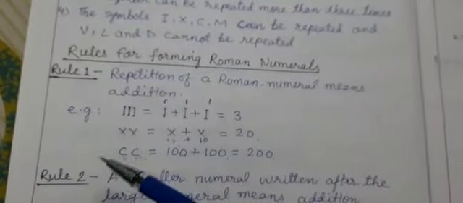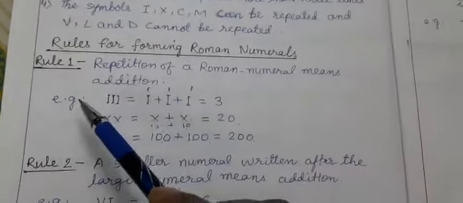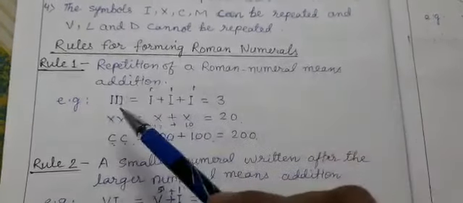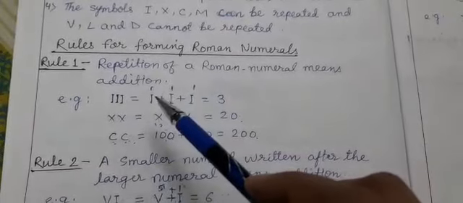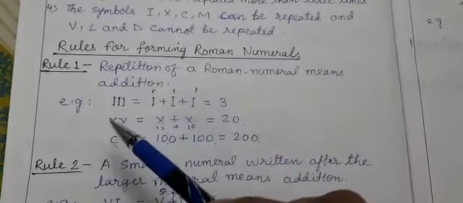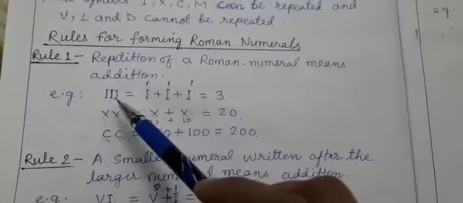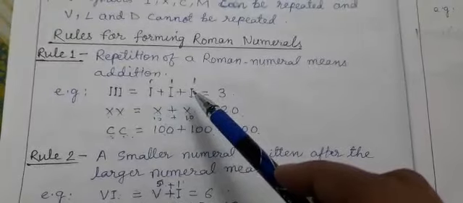There are 4 different rules for forming Roman numerals. Rule number 1 is: repetition of a Roman number means addition. When we repeat one Roman number 2 or 3 times, that means we have to add all the symbols. Here is given III, so we have to add I plus I plus I.